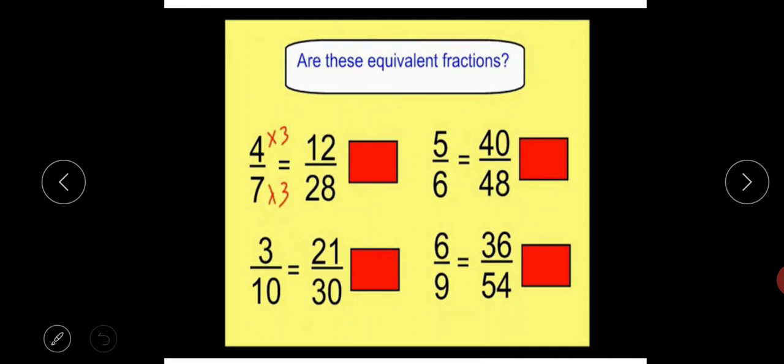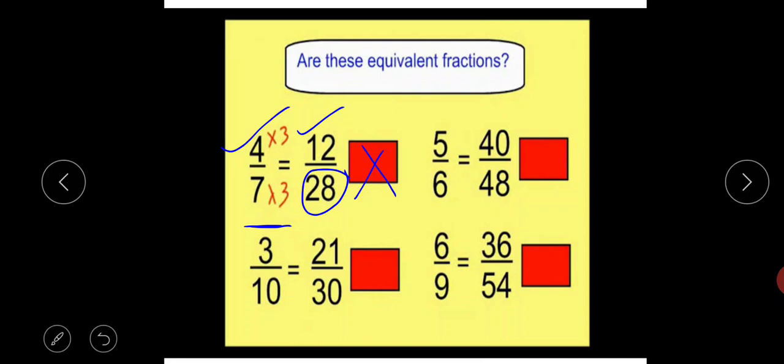Now how can we check whether fractions are equivalent or not? For example, if we have to check whether 4/7 and 12/28 are equivalent or not. So we multiply the terms of the fraction, terms meaning numerator and denominator, by the same number. So when we multiply 4/7 by 3, then 4 3s are 12, but 7 3s are 21, not 28. So these fractions are not equivalent.